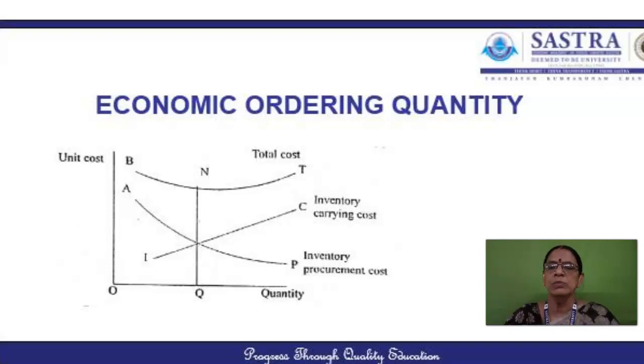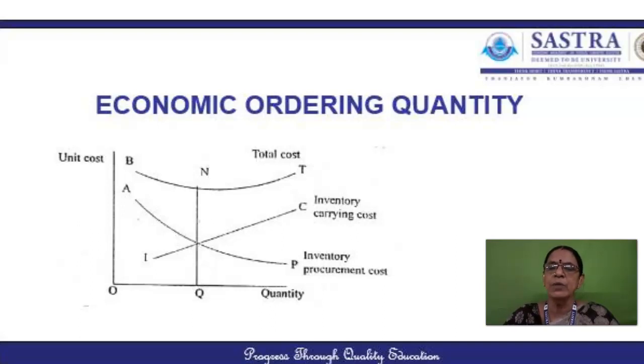Ordering cost includes the cost of placing the order, then raising the order and follow-up. Carrying cost includes the cost of carrying the inventory in the stores, the cost of holding the inventory in the stores, namely the salary of the storekeeper, the lighting facilities, the insurance, the safety and security measures for the stores, etc.